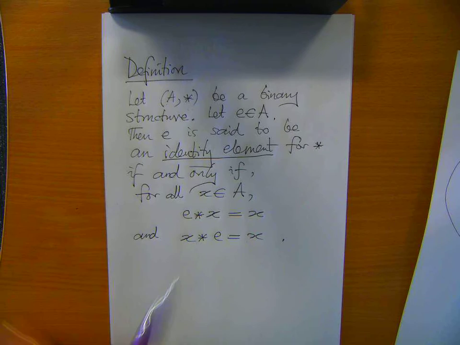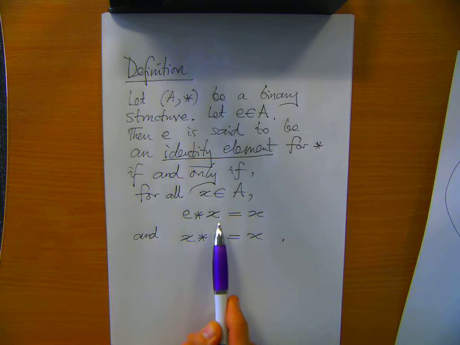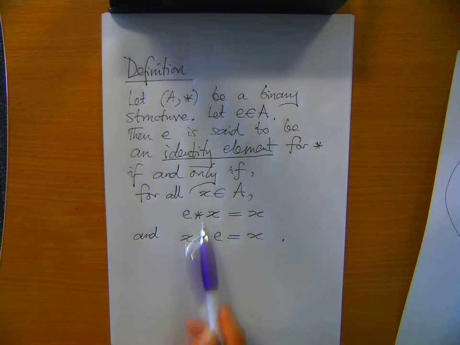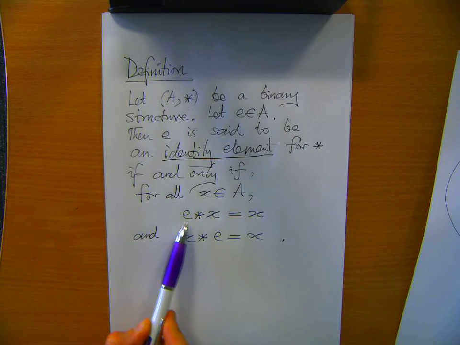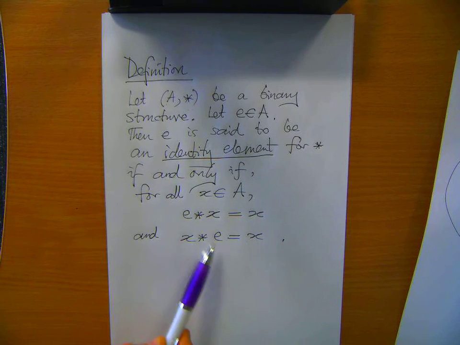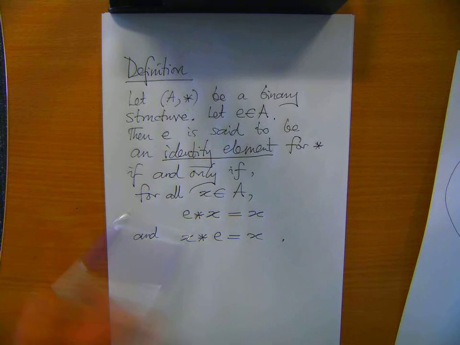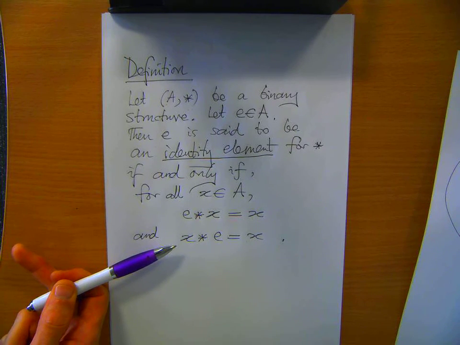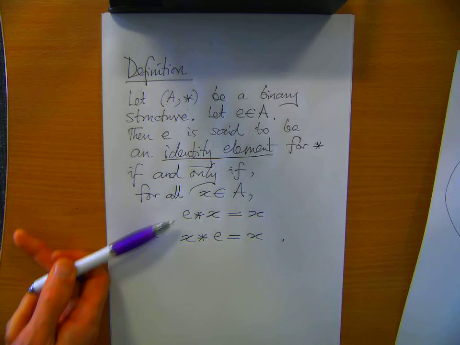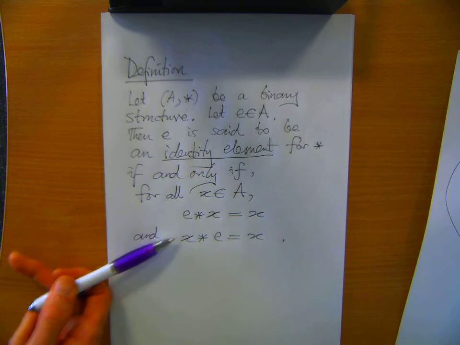So for us, we'll always think about identity elements that work on both sides. One of the exercises on last week's worksheet, worksheet 2, asks you to consider, well, supposing E only worked on one side or the other, but not necessarily both. So you do have the notion of a left identity element, which is the first equation, and a right identity element, which is the second equation. So that's a weaker condition. But from now on, we'll always consider E working on both sides. Okay?